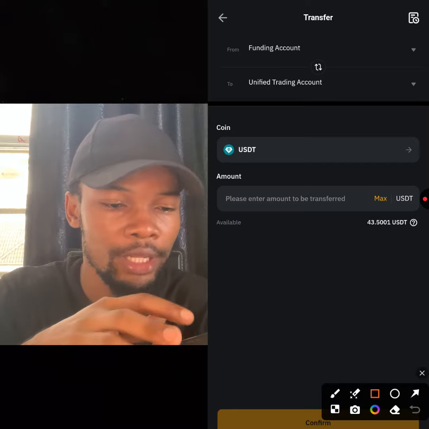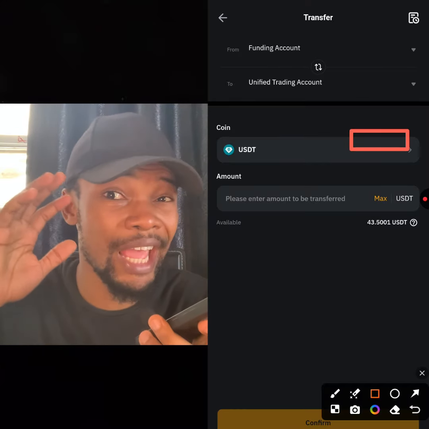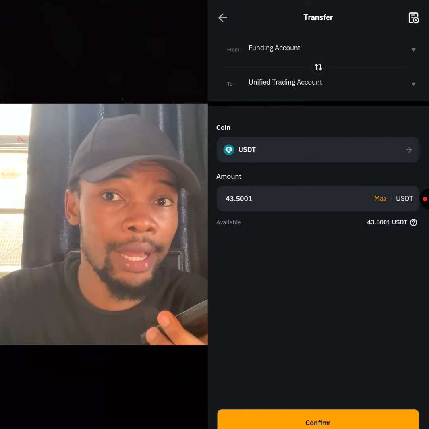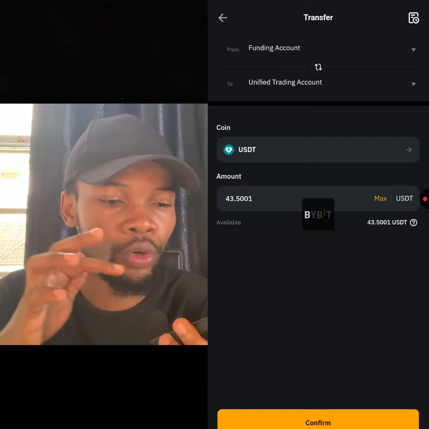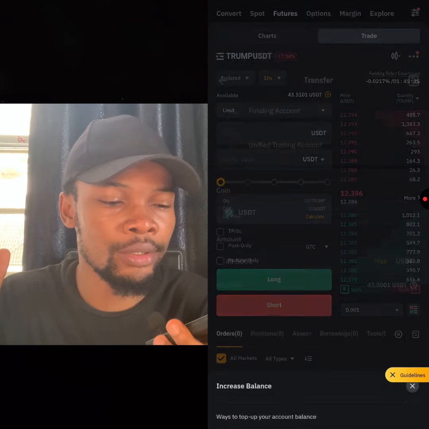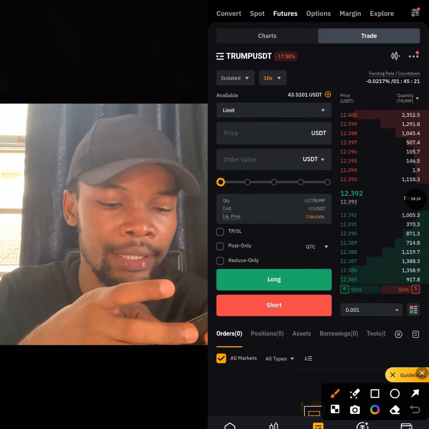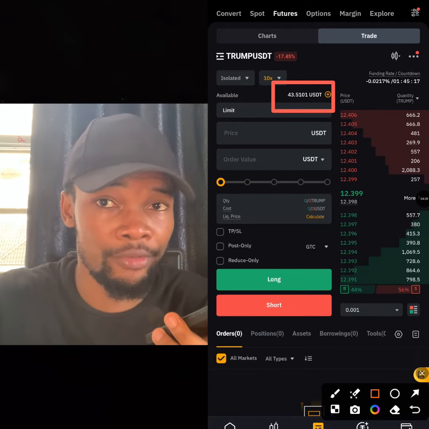Now, once you have done that, select the crypto you want to trade with, which is USDT. If you want to trade with everything, click on max. If you want to trade with a specific amount, you can type it in there. Click on confirm, wait a moment, and you can see your money is now appearing on your balance. Now you can trade. You can see the money is now on your balance, unlike before.